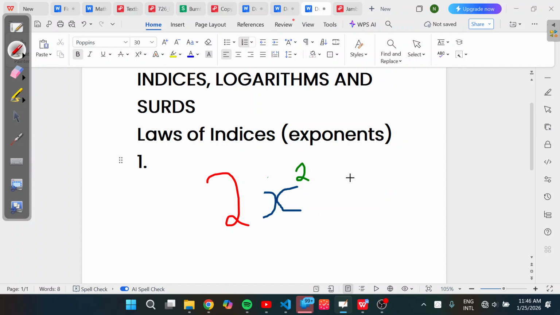So we can have something like this exponent. It's known as an exponent. It's also known as a power. Yes, it's spelled like a regular power. And then it can also be called an index. So it has three different names: an exponent, a power, and an index.